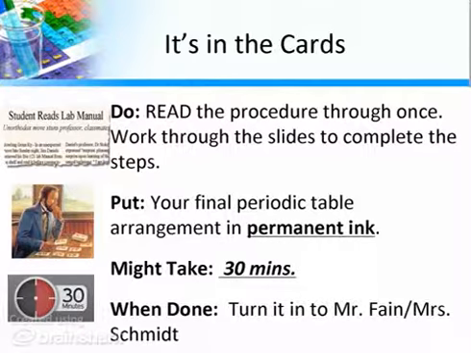I want to point out to you that for the very last post-lab question, you need to keep your periodic table together out on the desk, because in order to predict the properties of your missing element, you're going to need to use all of the data that's on the cards. When you're finished with that page, you're going to turn it in to Mr. Fain and Mrs. Schmidt.